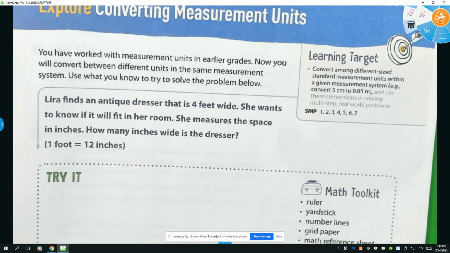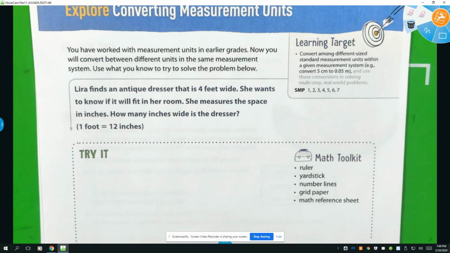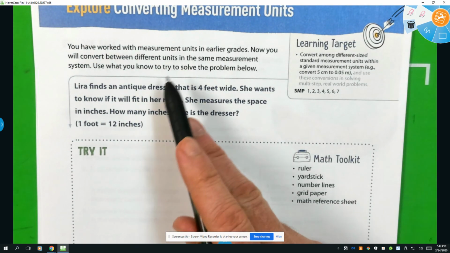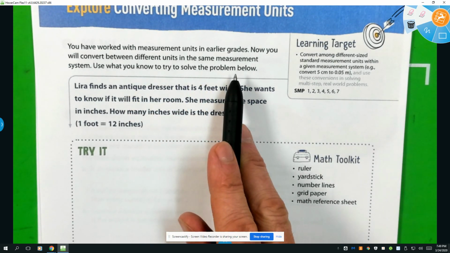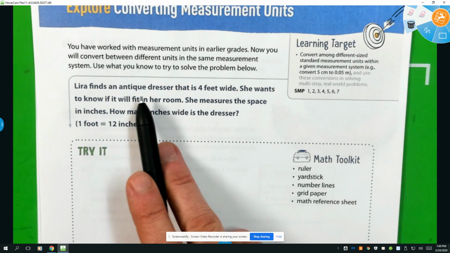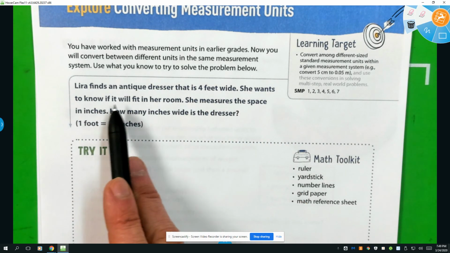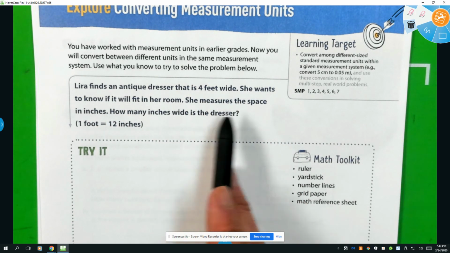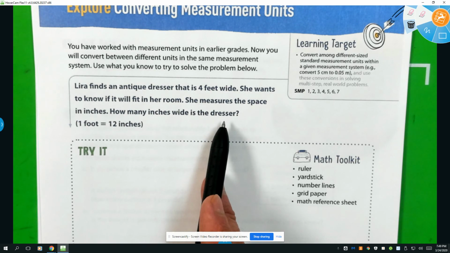All right, so we are continuing to convert. Now we finally get to use our lesson from our book. So we're going to start with just a 3 read. Okay, you have worked with measurement units in earlier grades. Now you will convert between different units in the same measurement system. Use what you know to try to solve the problem below. Okay, Lyra finds an antique dresser that is 4 feet wide. She wants to know if it will fit in her room. She measures the space in inches. How many inches is the dresser?